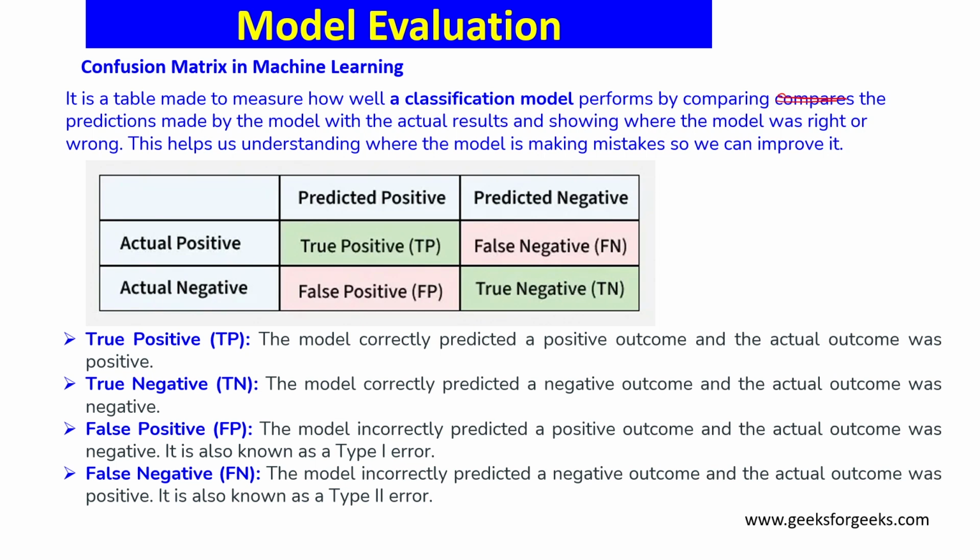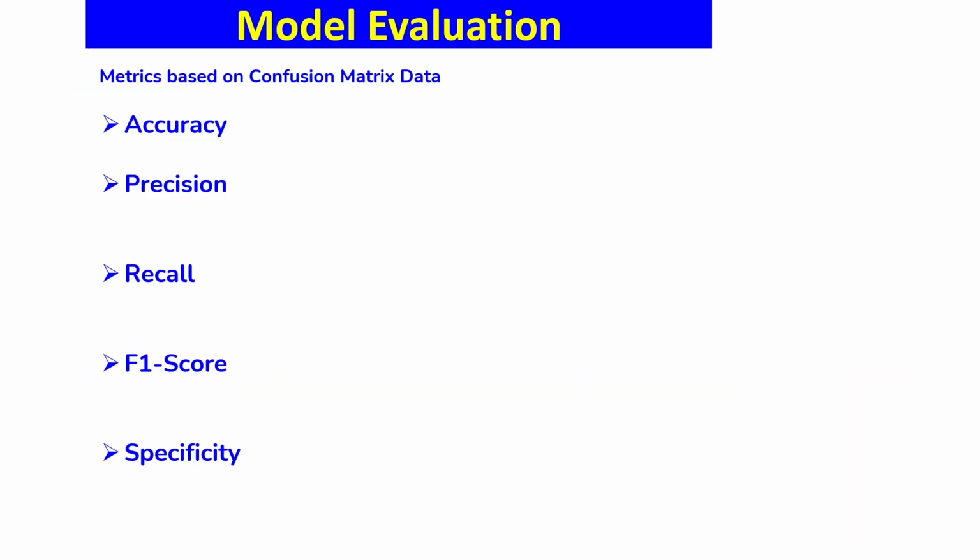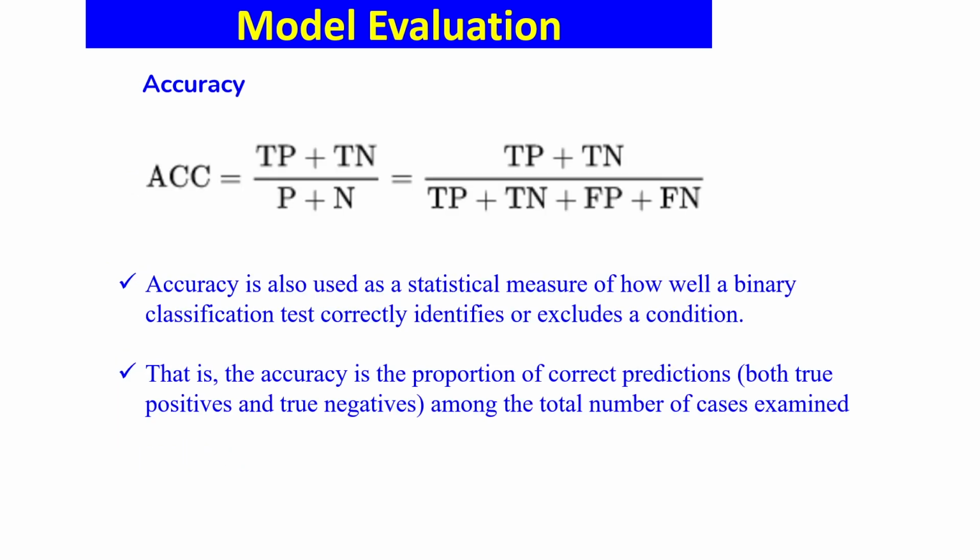So, therefore, these are the 4 different ways we can put the data from the predictions of the classification model. Based on this confusion matrix, we can have accuracy, precision, recall, F1 score and specificity. Let us talk about accuracy. Accuracy is defined like this.